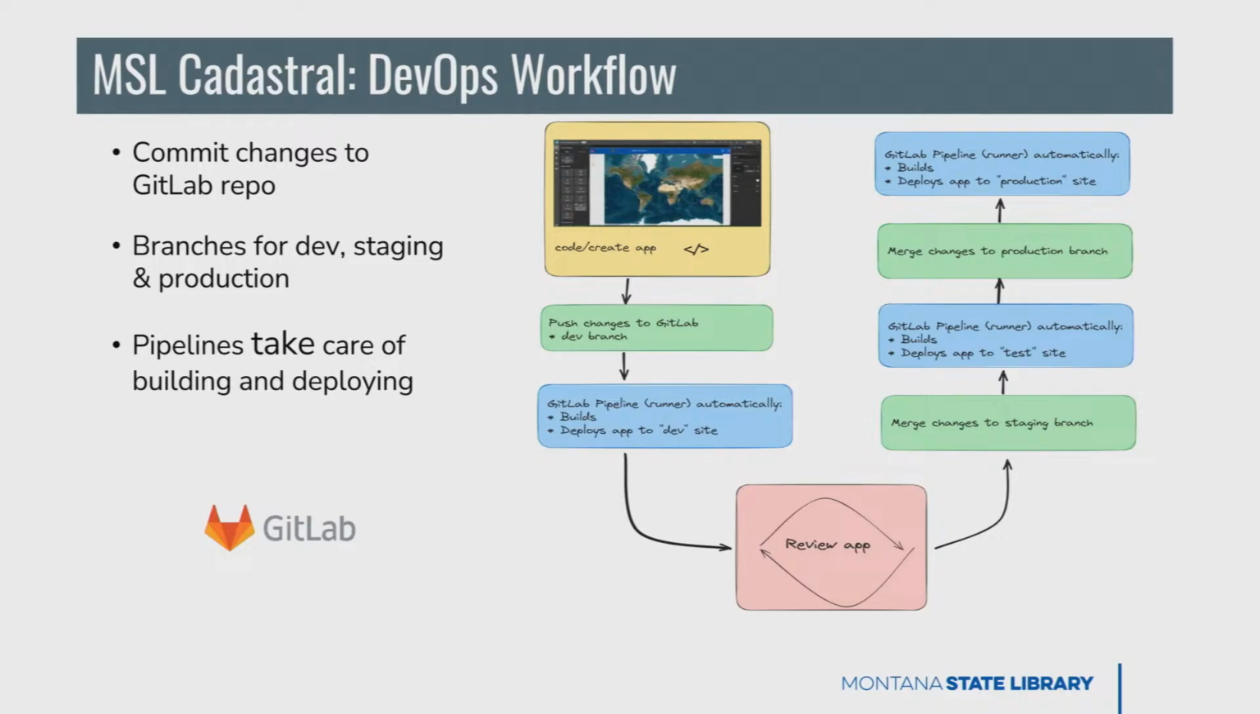And when the developer spins that up, makes their changes, and pushes to dev, which is our main branch, GitLab will automatically build and deploy it to the dev site, and then we can repeat that for test and production as we merge those.